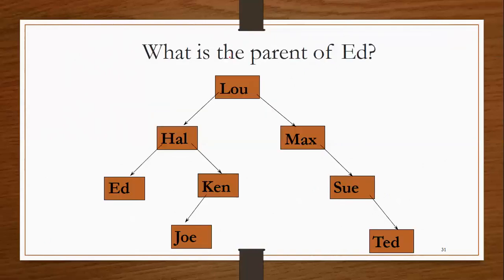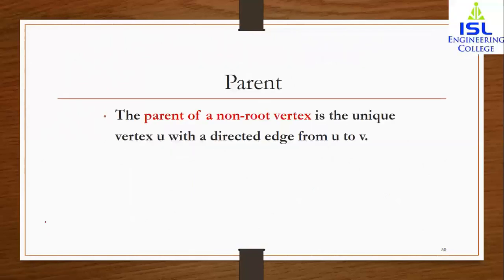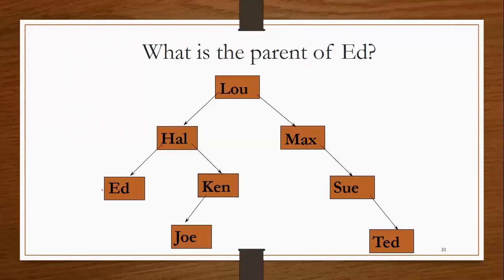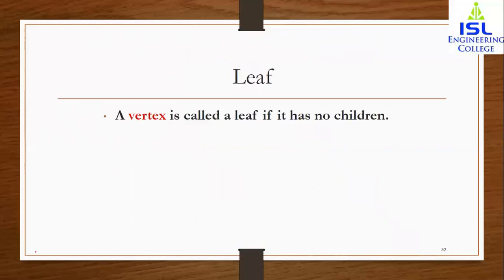So over here, if I am asking who is the parent of Ed, it will be the unique vertex U with a directed edge from U to V. Here I want to know the parent of Ed, and it will be Hall, because we have a unique edge from this vertex. If I am considering Ed as V, then Hall will be U. So between U and V, this is the unique edge. So Ed's parent is Hall.